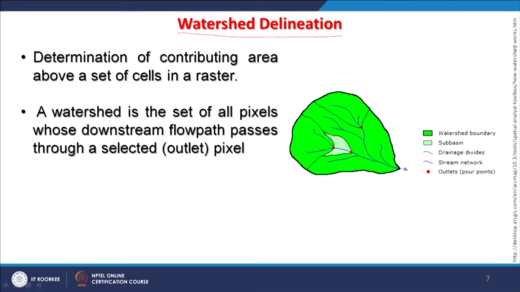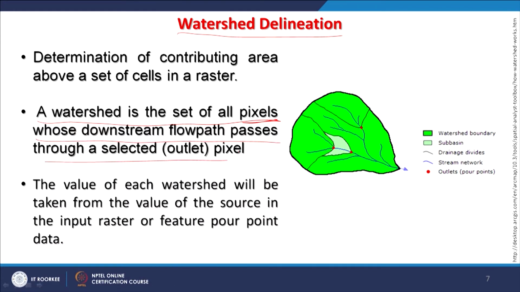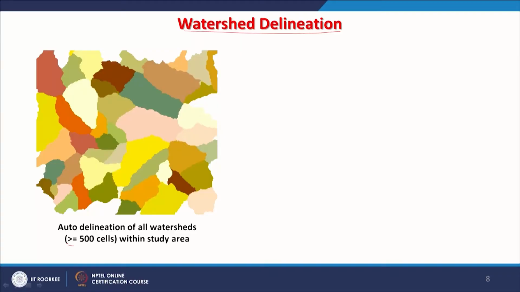So, basically, if we want to define a watershed from the surface hydrologic modeling point of view, then a watershed is the set of all cells whose downstream flow path passes through a selected outlet cell, and the value of each watershed will be taken from the value of the source in the input raster or feature pour point data. In the same digital elevation model which I was using, the watershed has been delineated, and the threshold value was kept equal to or more than 500 cells. So, any watershed which is smaller than that has not been identified.